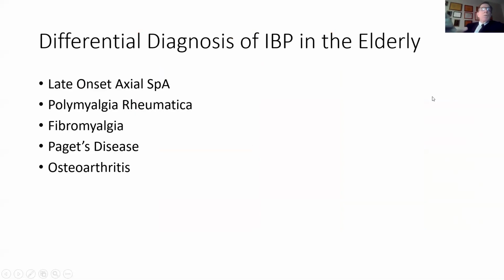Well, I've already shown you that 5% of the people between the ages of 50 and 69 years at NHANES had inflammatory back pain. But the reason why the people who developed the OSIS criteria and the other criteria were concerned about applying inflammatory back pain later in life is that there is a differential diagnosis, not just late onset axial SpA, but also polymyalgia rheumatica. Fibromyalgia in some patients can have some inflammatory-like symptoms, Paget's disease, and even osteoarthritis. So there is an overlap there.